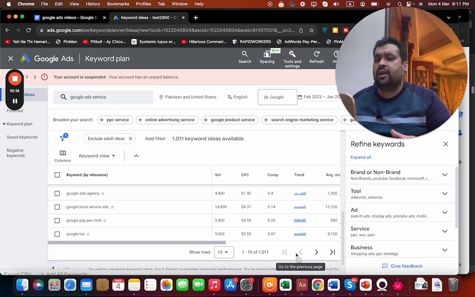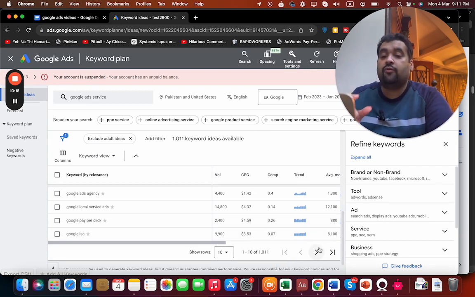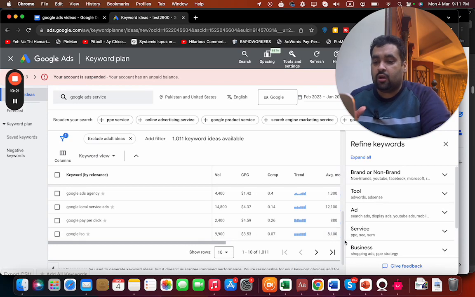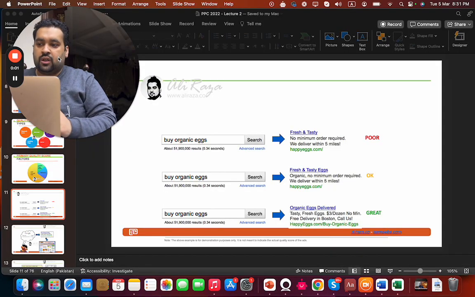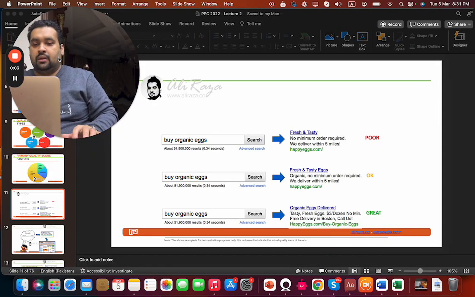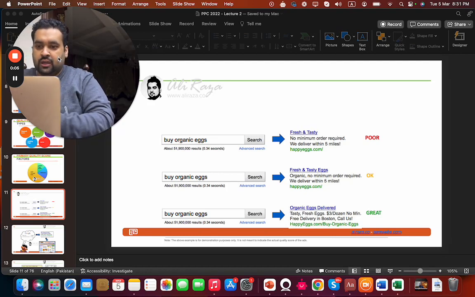So it is not a good idea to add hundreds of keywords in the same campaign. You may waste budget because the intent of the user is different with each query. Now there is one more thing which I want to add in my keyword research part regarding Google Ads, which you can see yourself.